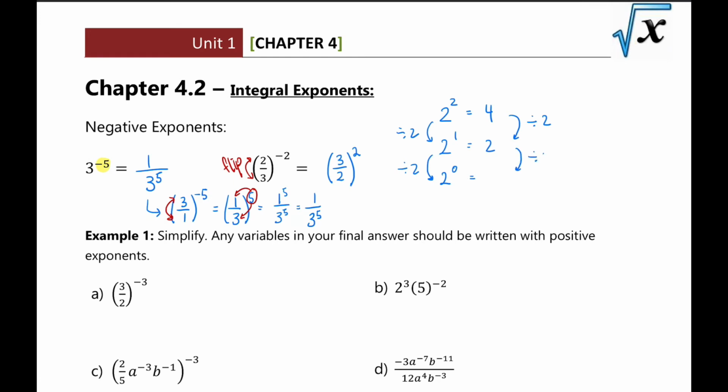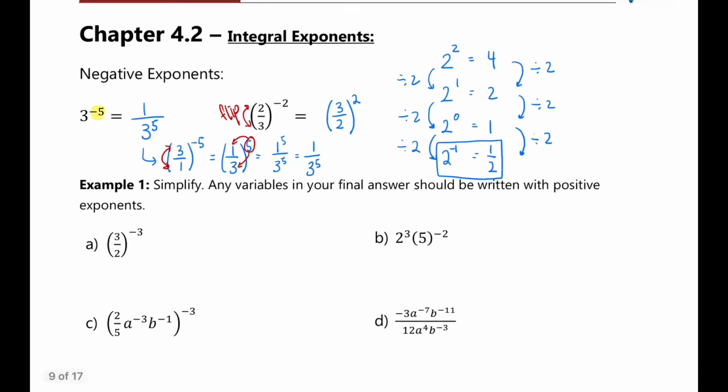And what's 2 divided by 2? 1. Okay, there's one more step. We're going to go one more step by dividing it by 2. Then 0 minus 1 is 2 to the power of negative 1. What is 1 divided by 2? 1 over 2. And this is why when you have a negative 1 as an exponent, it just reciprocates it.